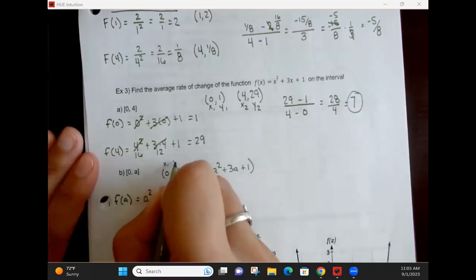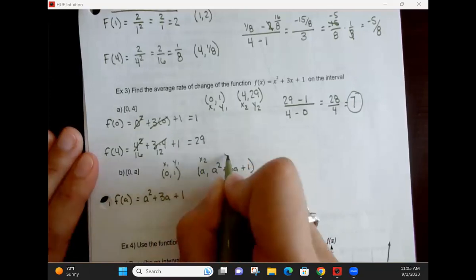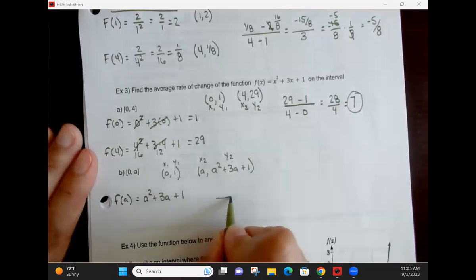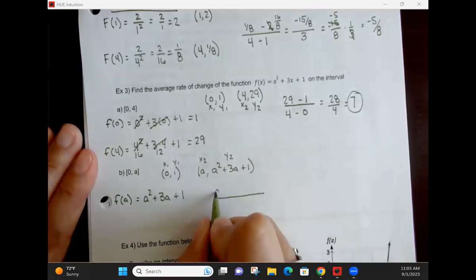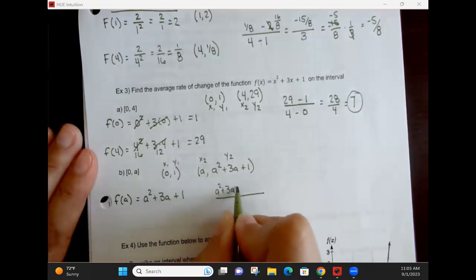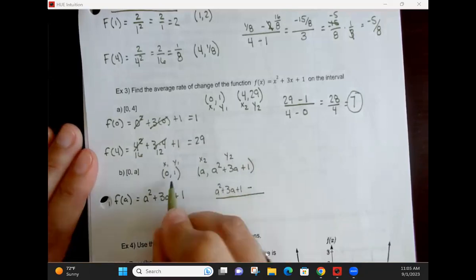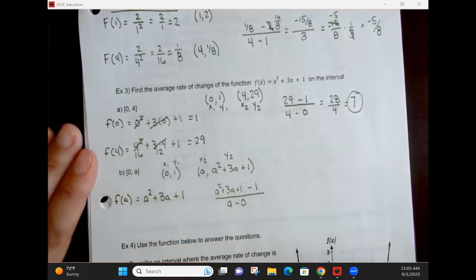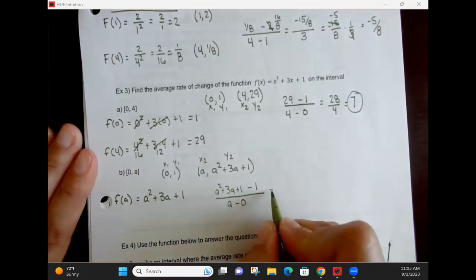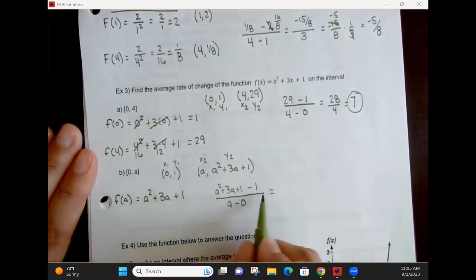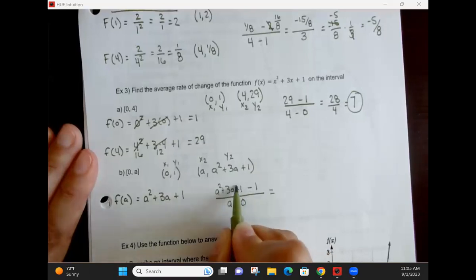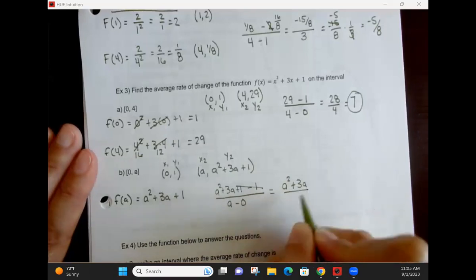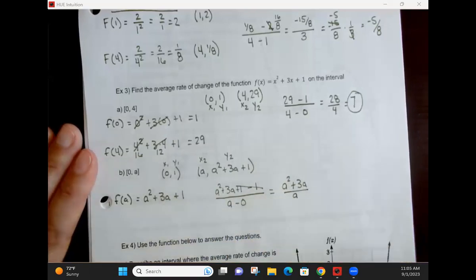And then I've got x1, y1, x2, y2. y2 is clunky, but that's okay. Then when I go to find my average rate of change, a squared plus 3a plus 1 minus 1 over a minus 0. We simplify as much as we can. On top, the only thing I can really simplify is plus 1 and minus 1. So I have a squared plus 3a. And then on bottom, a minus 0 is just a.